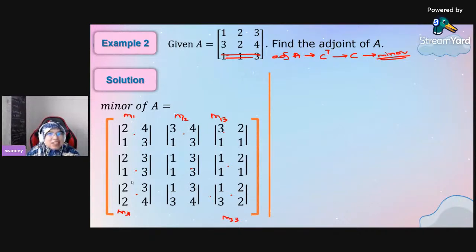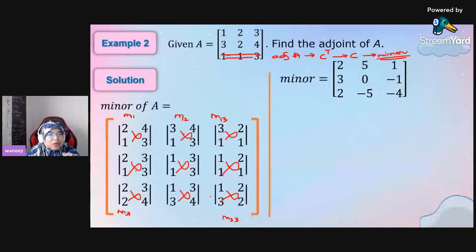And then for each of the entries, you need to calculate the determinant, which is AD minus BC. So for each of these, AD minus BC, and so on for all nine. Once you calculate the determinant for each of them, this is basically what you will get for your minor matrix: 2, 5, 1, 3, 0, -1, 2, -5, -4.